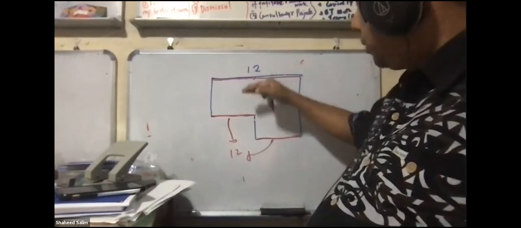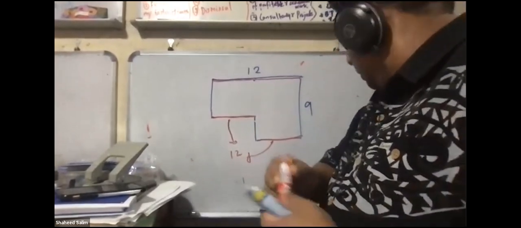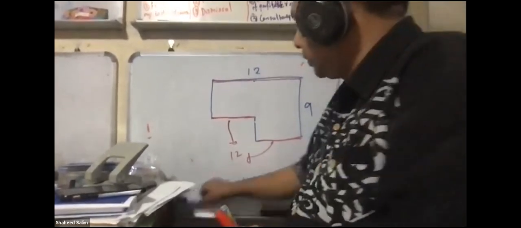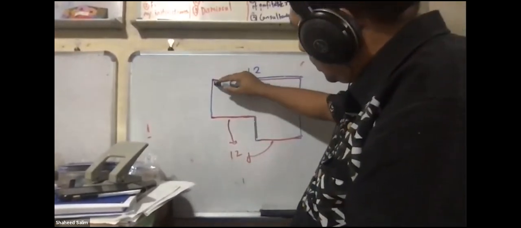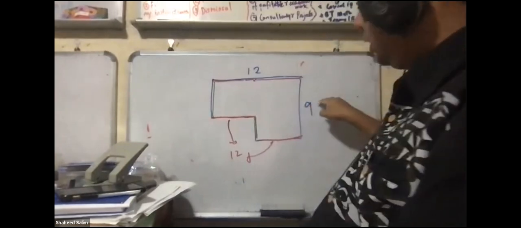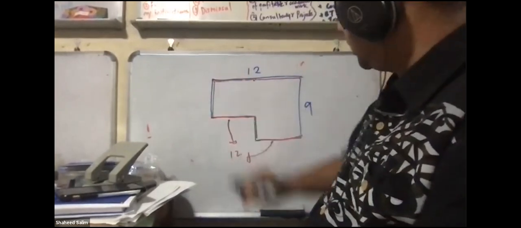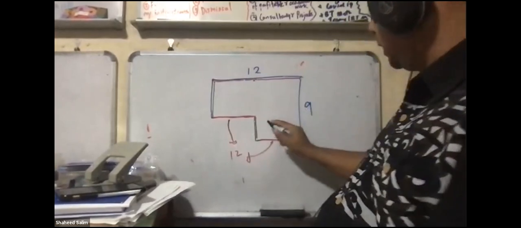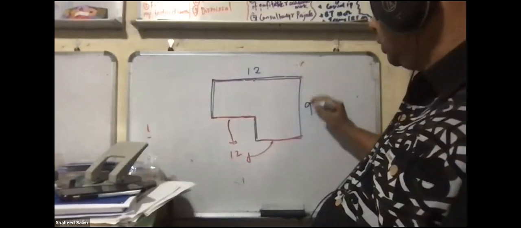So I can take 12 plus 12. And then this one is this other side now. If you look at it carefully, this one and this one is equal to 9. Can you see that? This plus this is equal to 9. You see, if you put it here and you put this here, you get 9.